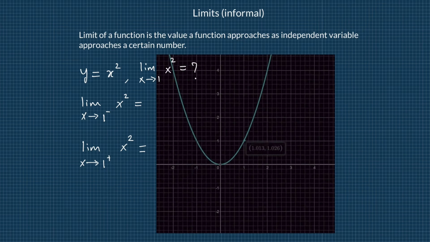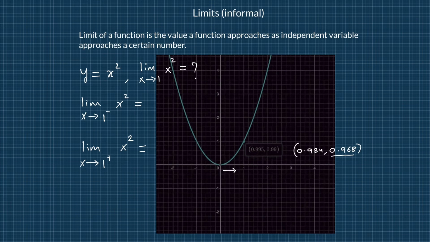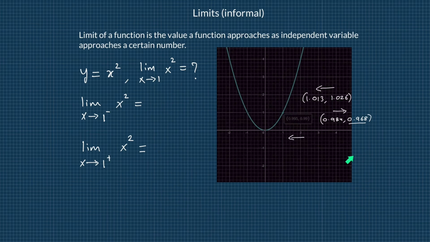Let's take a look at the graph of the function as we approach 1 from the negative side. The value of the function is approaching 1. And as we approach 1 from the positive side on the x-axis, the value of the function is approaching a value that is very close to 1. So in other words, in either direction as we approach 1 on the x-axis, the value of the function is getting closer and closer to 1. Therefore, we can say the limit of the function y equals x squared as x goes to 1 in either direction is 1.